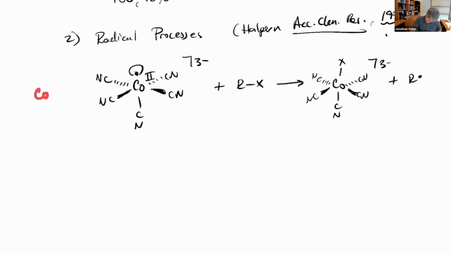So this is cobalt 2, d7, 17 electrons. You rip off the halogen, now you're at cobalt 3, which is d6 and 18 electrons. The halogen electron contributes 1 more to the valence shell. So interestingly, we oxidized the metal, but the valence shell count went up.